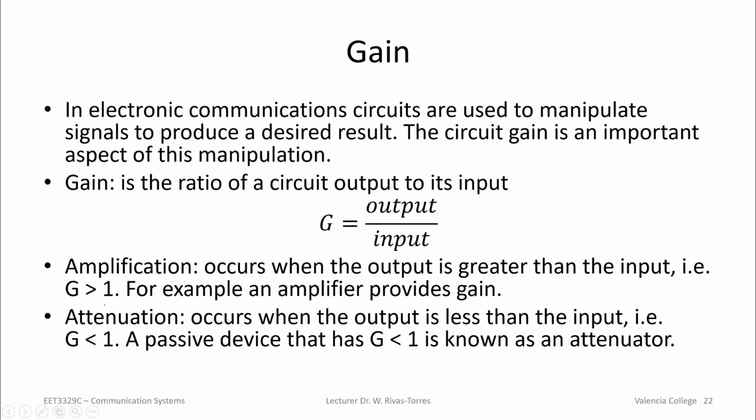Okay, if we talk about attenuation, that occurs when the output is less than the input, so the gain is less than 1. Most passive devices, devices that don't have amplification, which is why we call them passive, have gain less than 1. We actually refer to these as attenuators. Okay? So that's the whole concept of an attenuator.